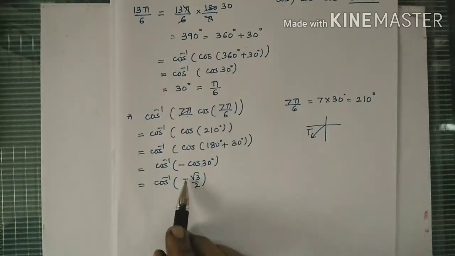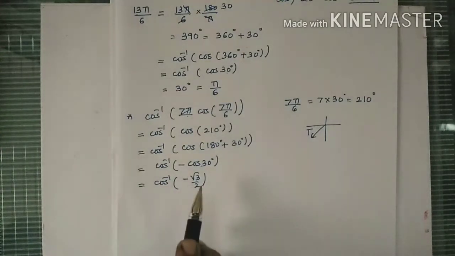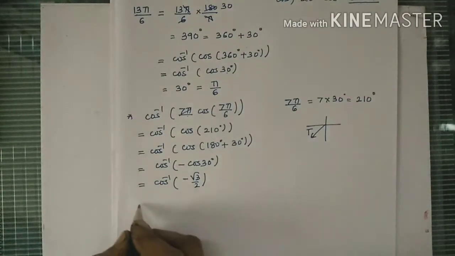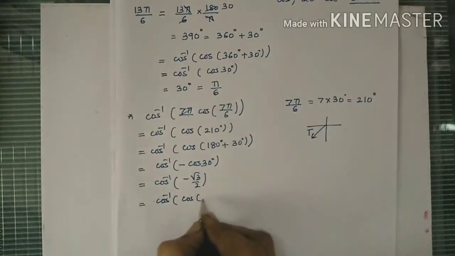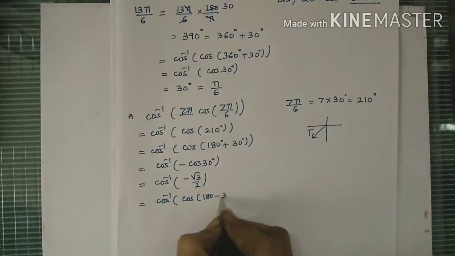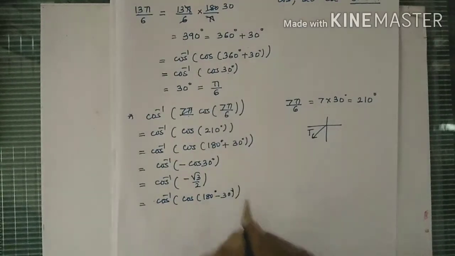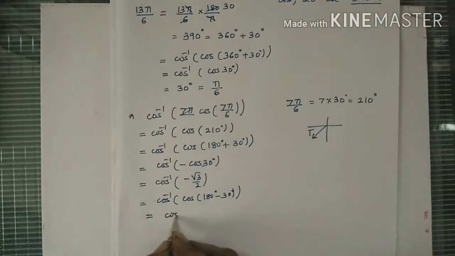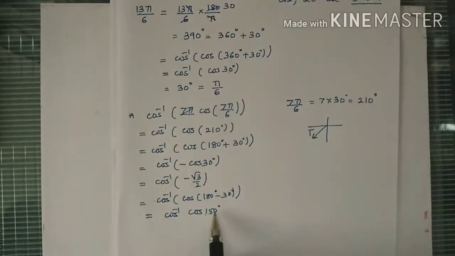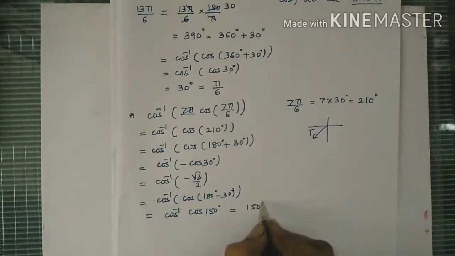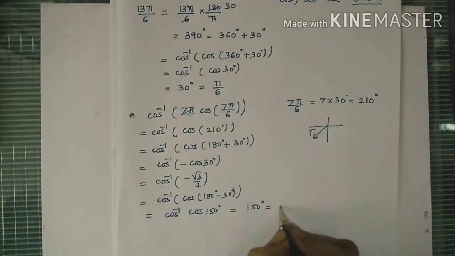The second step was, whenever there is a minus sign, we have to write it as 180 minus. So this becomes cos inverse of cos of (180 minus the angle 30 degrees). So 180 minus 30 gives cos inverse of cos of 150 degrees. See, now the angle lies between 0 and 180 here. Since the angle is 150 degrees, we can now cancel the cos inverse and cos. So this becomes 150 degrees.